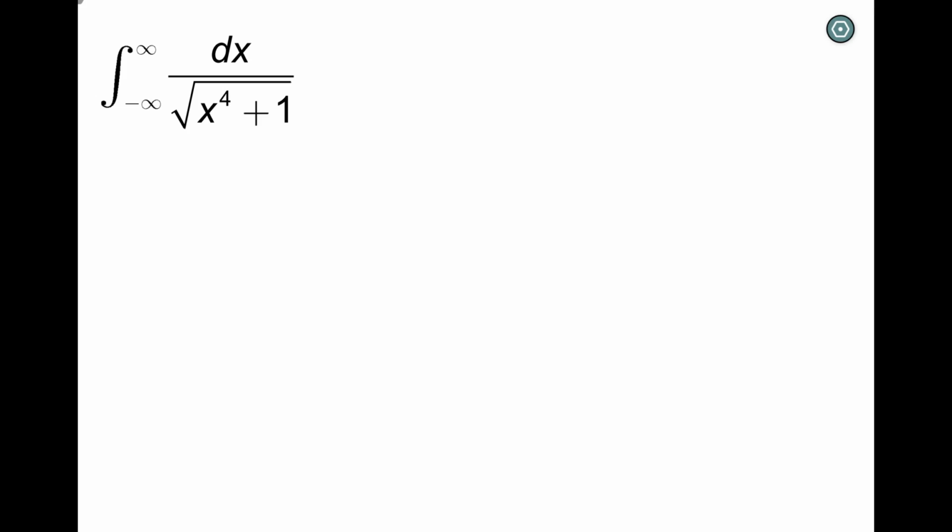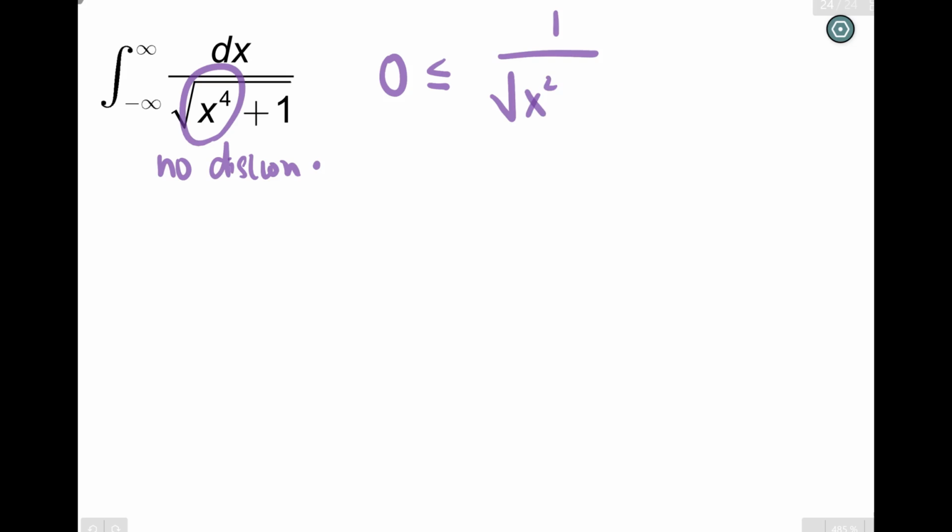Cool. There's no discontinuity, right? There's no discontinuities. That's awesome. So this says no discontinuities because no matter what x I plug in, it'll always be positive, and I'll be fine. Okay. So let me use the theorem. 0 is less than or equal to 1 over square root of x to the 4th plus 1, which is less than or equal to. Okay, if I didn't have this plus 1, what would the denominator be? Could I simplify it? Yeah, it would be x to the 4 under the root, or x to the 2.